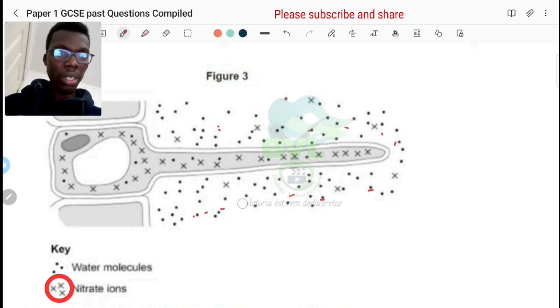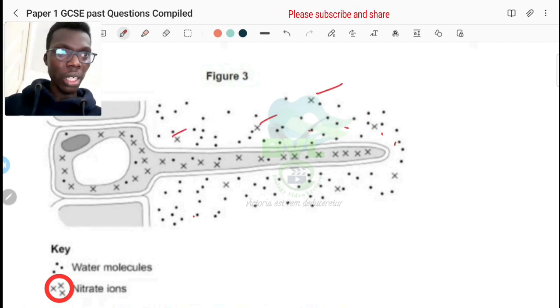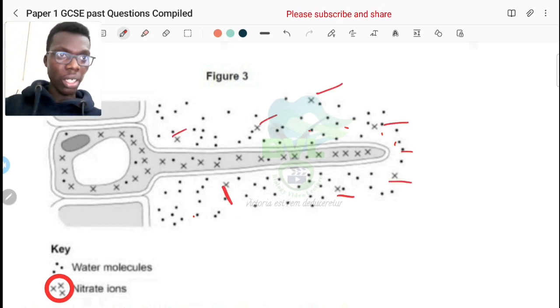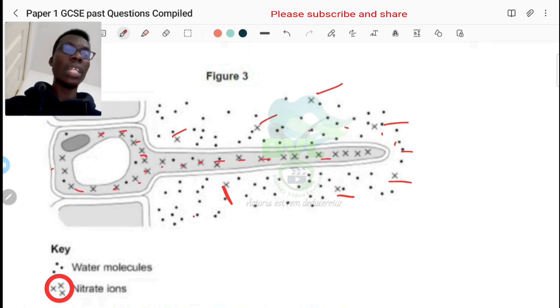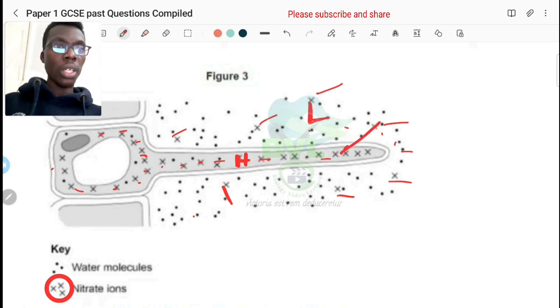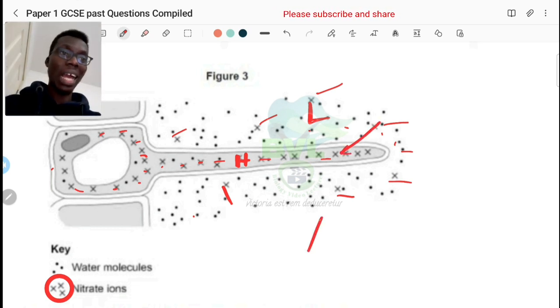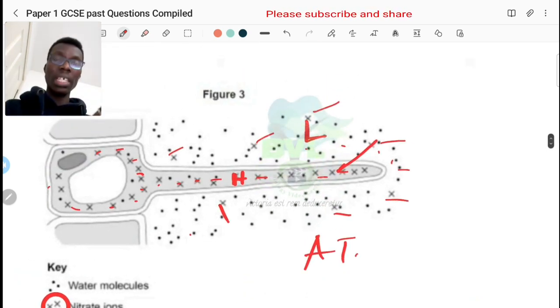Let me get this cleared out so it can be clear for us to see. So you have just these here, and we have a lot of nitrate ions within the root hair cell. Which means we have a lesser concentration of nitrate ions outside the cell, and we have a higher concentration within the cell. That tells us something. So how will nitrate ions go into this? It's going to move by active transport. So let's answer. I hope this makes sense.